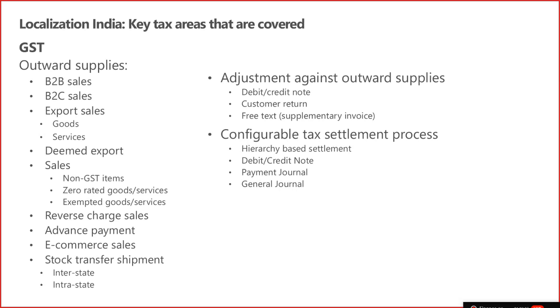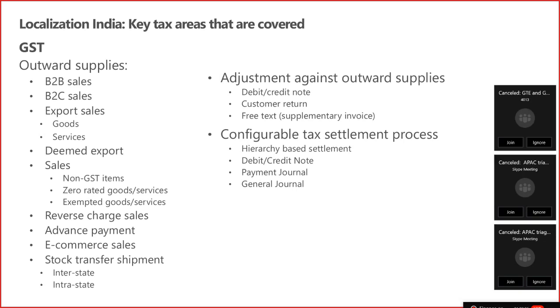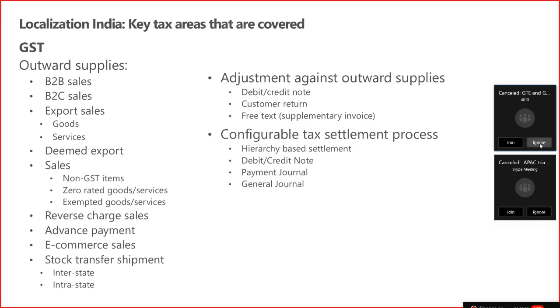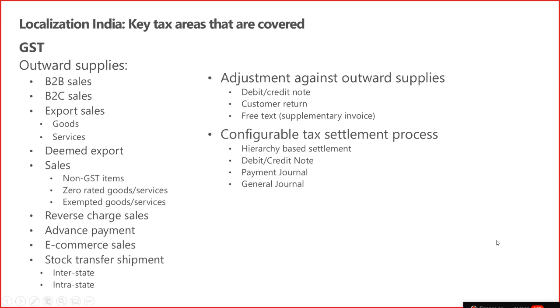Then you can do an adjustment. You can post a debit note, customer return, or free tax invoice where the tax is enabled. And for service, export of service, you can post a free tax invoice as well. So those features are available where you can post a debit or credit note, because normally in GST, you cannot reverse the transactions. You have to post the credit and debit note for the transactions.